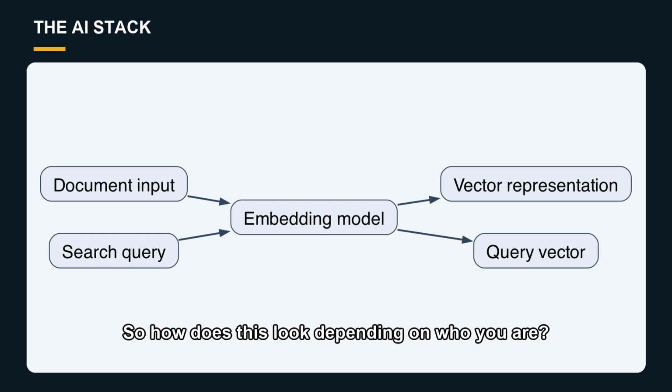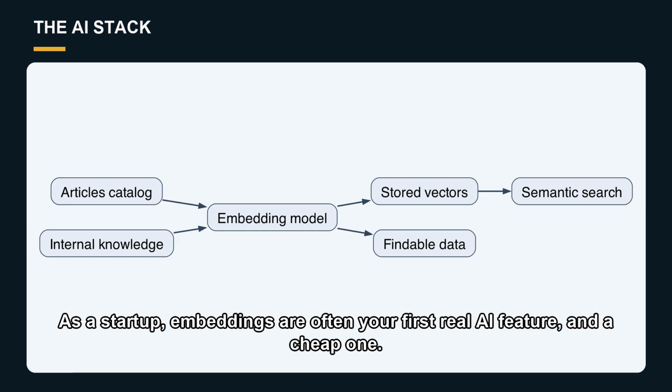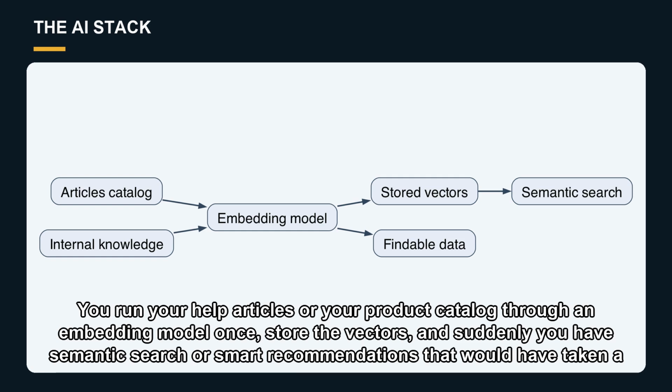So how does this look depending on who you are? As an individual, you brush against embeddings every time a Notes app lets you search by what you meant rather than the exact words, or a photo library finds every picture of a beach without anyone tagging them. As a startup, embeddings are often your first real AI feature and the cheap one. You run your help articles or your product catalog through an embedding model once, store the vectors, and suddenly you have semantic search or smart recommendations that would have taken a team months to build by hand.